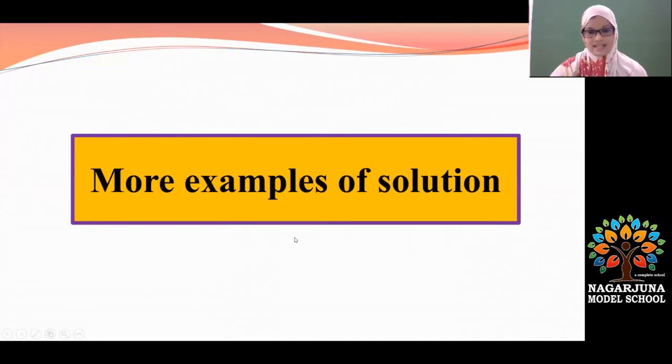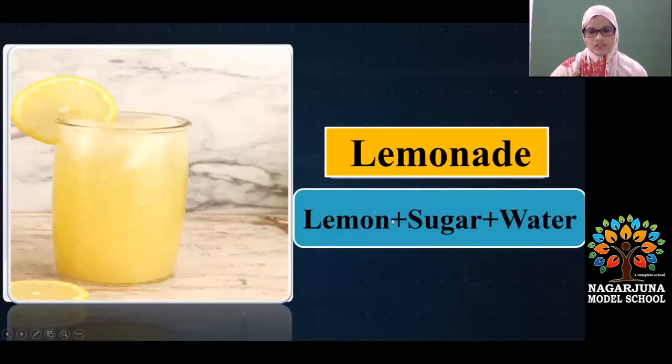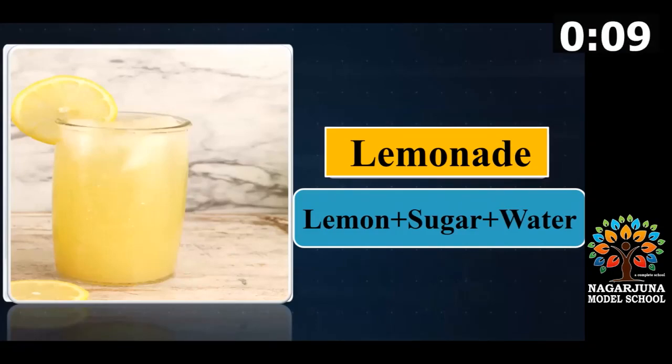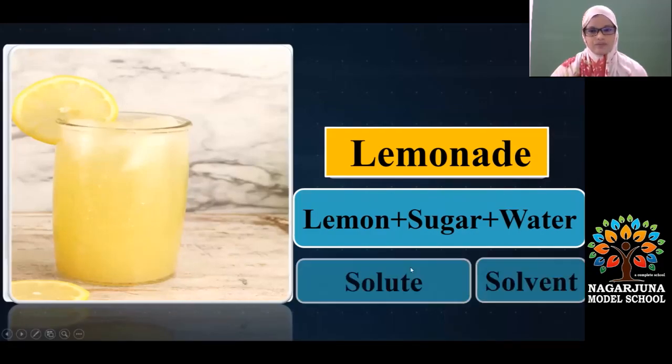So let's take the examples. The first one is lemonade. So we all know that lemonade is made up of lemon, sugar and water. I'll give you 10 seconds. Just find which one is solute and which one is solvent. Yes, lemon and sugar are solutes and water is the solvent.